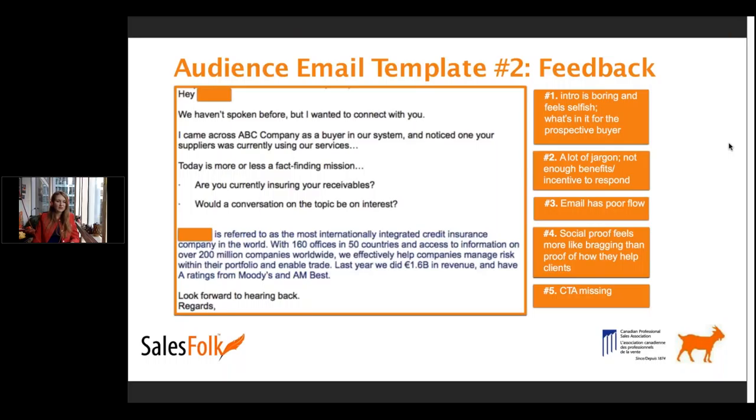The email overall flows in a weird way, with these questions and then explaining who the company is after the fact. And the social proof in that blue paragraph, it really doesn't feel like social proof as much as bragging, because they're not talking about a specific customer or a specific benefit. The only thing I really see is where it says help companies manage risk within their portfolio and enable trade. But that on its own is pretty limited. The rest is just talking about how many offices they have and how much revenue they have and their ratings. Maybe that's okay for the industry, but it seems a lot more like "look at me" versus "look at how I can help you."